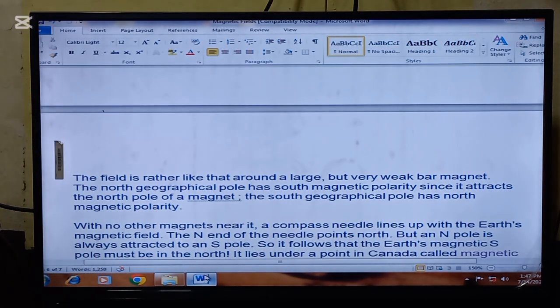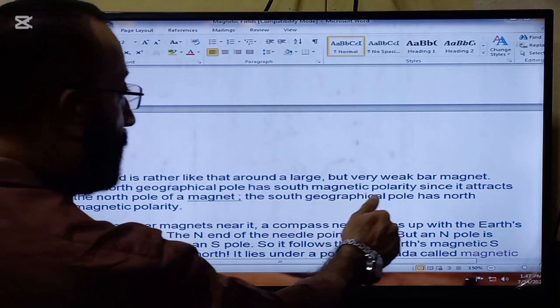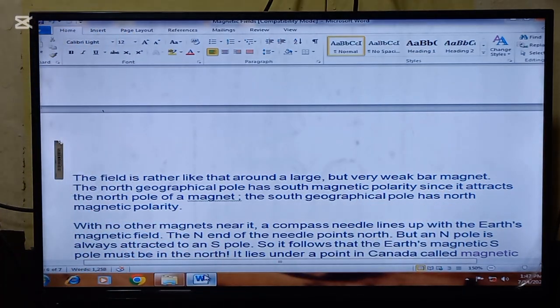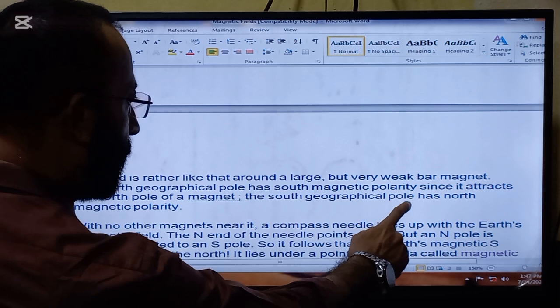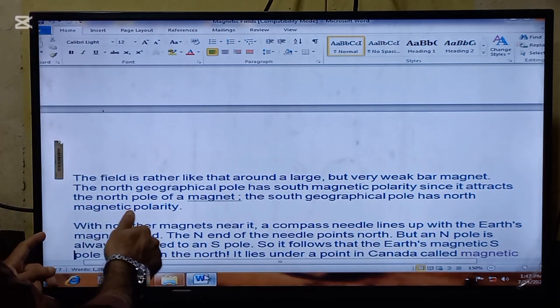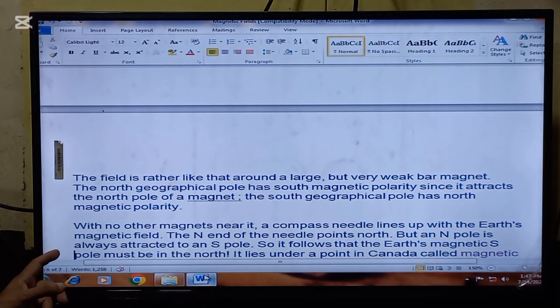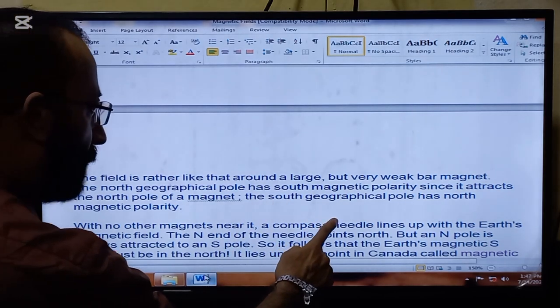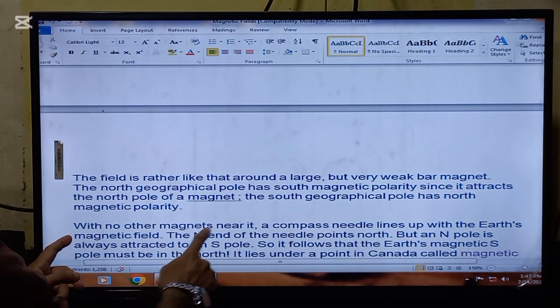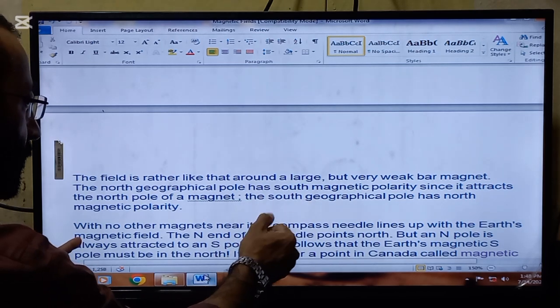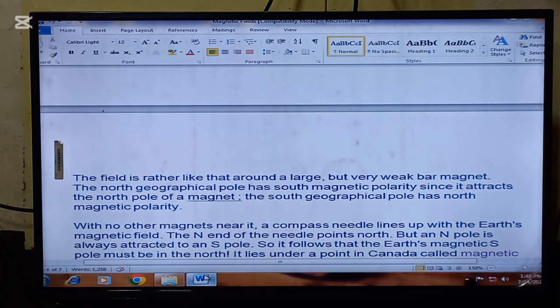The field is rather like that around a large but very weak bar magnet. The north geographical pole has south magnetic polarity, since it attracts the north pole of the magnet. The south geographical pole will have north magnetic polarity because it attracts the north pole.